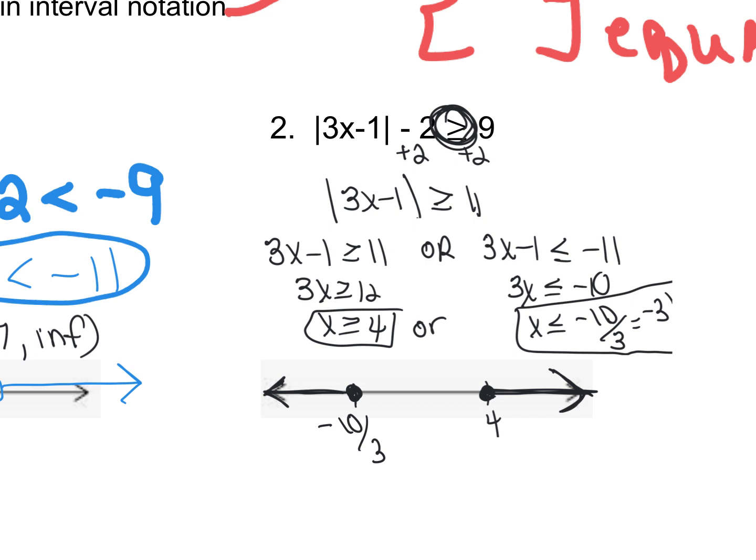So when we write it in interval notation, we go from negative infinity and we stop at negative 10 thirds. The negative 10 thirds is an "or equal to," so we are going to have a hard bracket, or again, another hard bracket, 4 to positive infinity. And again, infinity always has a soft parenthesis.